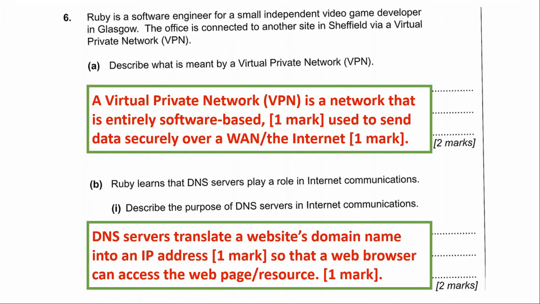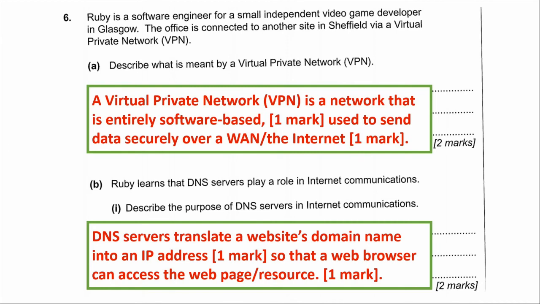So Ruby learns that DNS servers play a role in internet communications. Describe the purpose of a DNS server in internet communication. So DNS servers translate a website's domain name into an IP address so that the web browser can access the web page resource. So always remember that behind every domain name is an IP address. So humans, we're better at remembering names than we are numbers. So therefore, we have website domain names rather than IP addresses, because if you had to type in an IP address every time you wanted to visit a website, you'd soon get frustrated and you'd have to remember lots and lots of IP addresses.